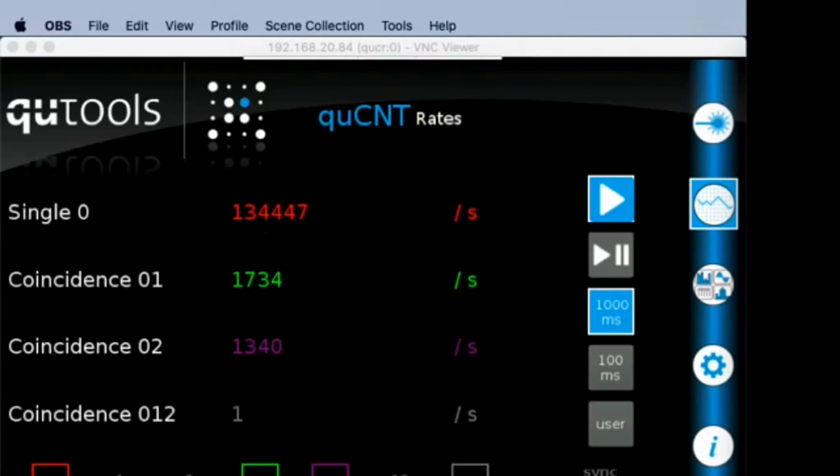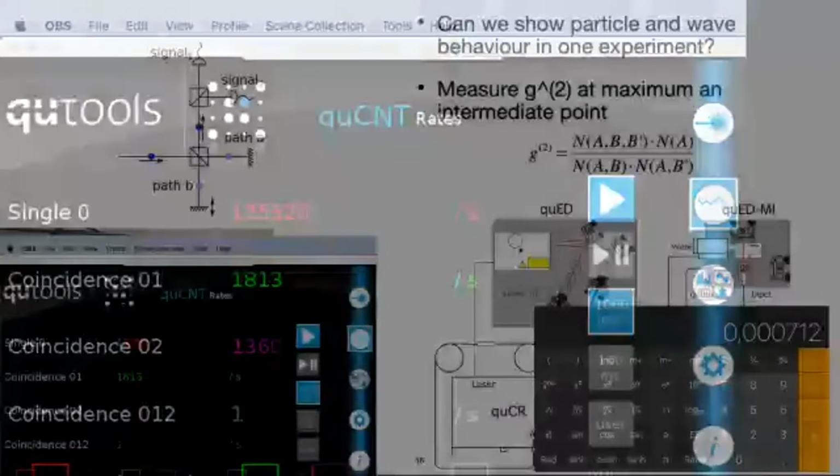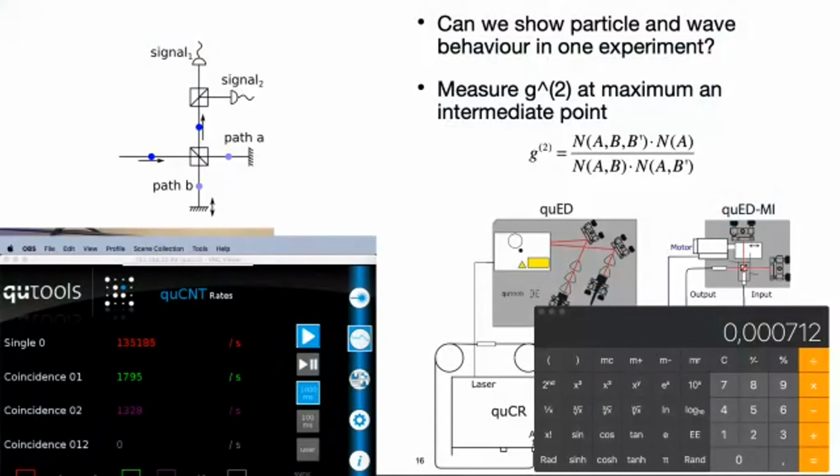So let me try to get this back. Right, if you remember what the G2 function looked like, we have this function over here. These are the 3-fold coincidences, in our case now called 0, 1, 2. This is the heralded single photon count rate, that's the 0 channel here. And then we have the 2-fold coincidences between the herald and one output of the beam splitter, and the herald and the other output of the beam splitter.